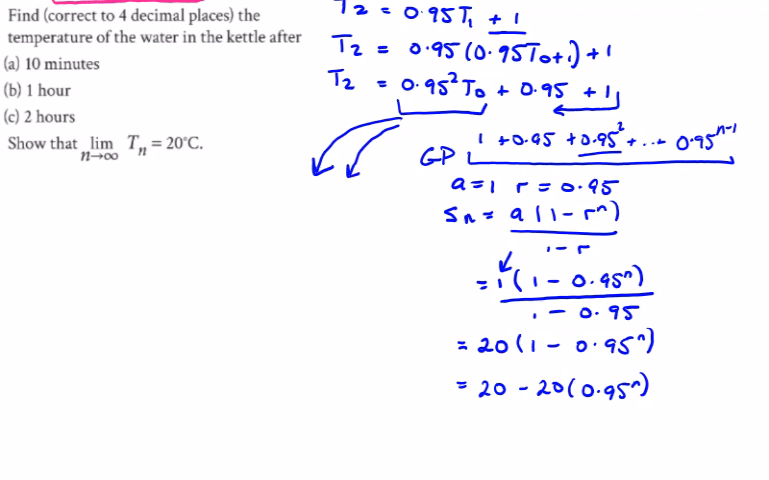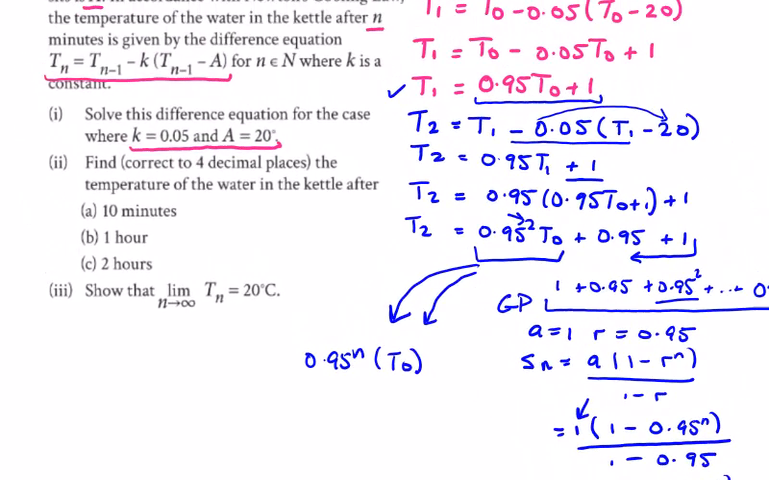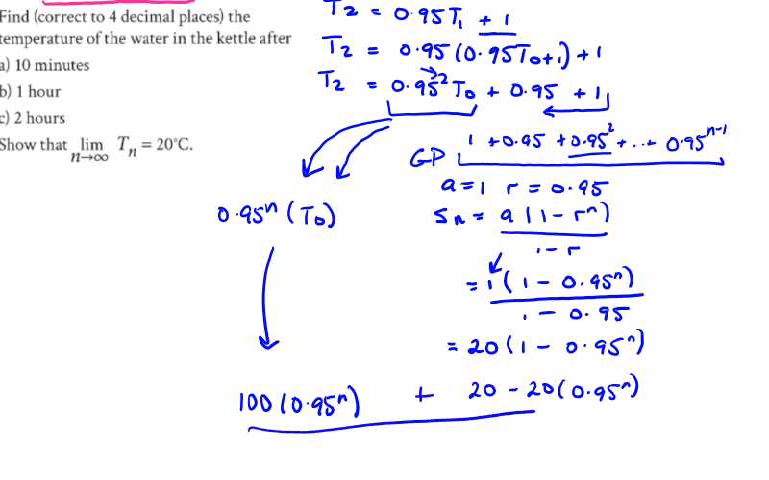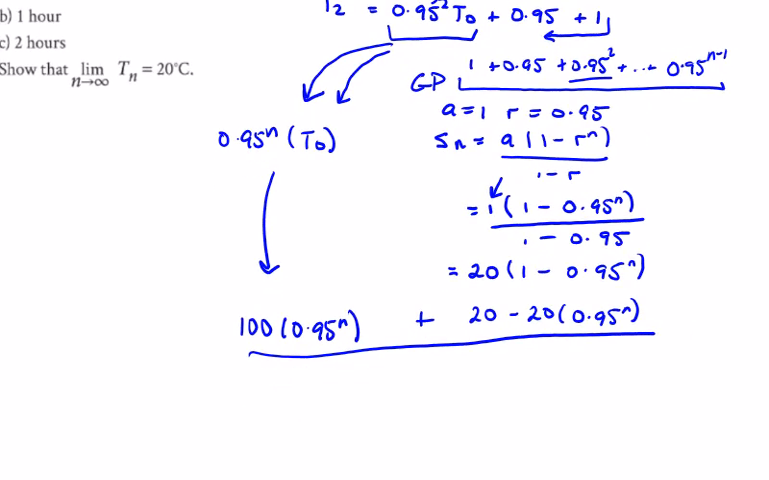T2 up here simplifies to be squared in T2, so 0.95 to the power of n times T0, and T0 was 100 at the top. So bringing this down, we have 100 times 0.95 to the power of n. Then we have plus 20 minus 20 of the 0.95 to the power of n. So we have 80 of 0.95 to the power of n plus 20 as solving this difference equation.